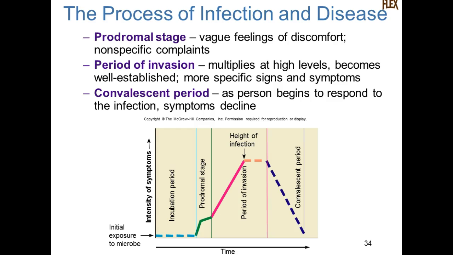At the height of the infection, then, we see microorganisms dying off as long as the immune system is intact or there is some type of an intervention, for example, taking an antibiotic. And we see the final period of the disease then called the convalescent period. As a person begins to respond to the infections, the symptoms are going to decline. So we see this graph here showing the incubation period, the prodromal stage, the period of invasion, and then the convalescent period. And we'll see later that this mimics the graph that we see with the growth of a microorganism in culture.